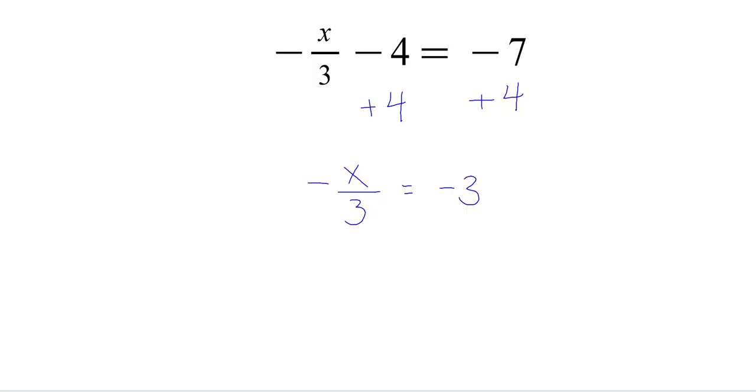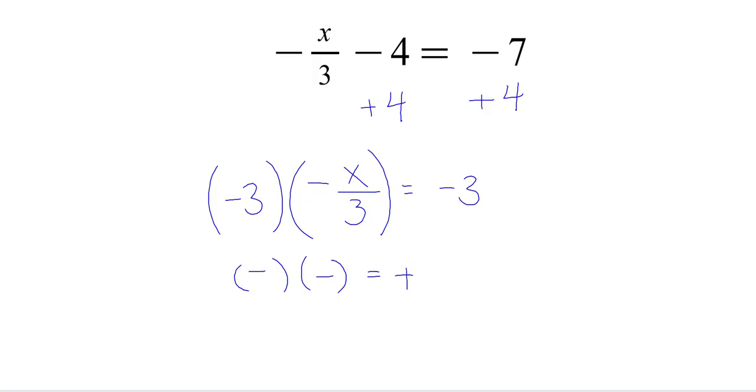Okay? And so then our last step here is just to do the opposite operation. The operation here in the problem is division by 3, so we're going to multiply by 3. But if we multiply by just 3, we have a positive times a negative. And a positive times a negative will give us a negative x, so we don't want that. So instead of multiplying by positive 3, we'll multiply by negative 3. Then we have a negative times a negative, which should equal a positive.